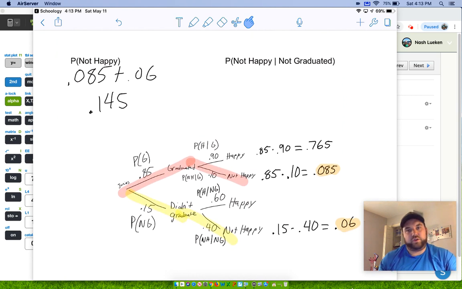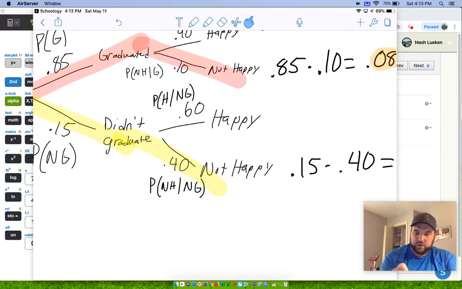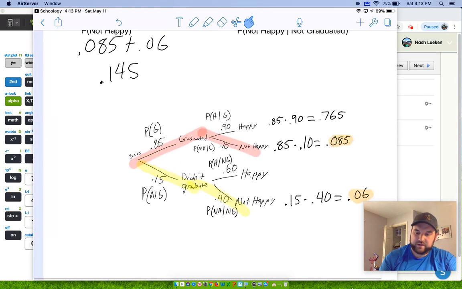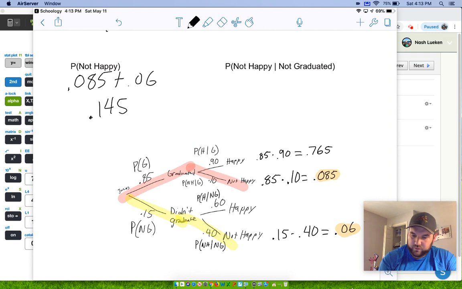And then finally, the last question is easy because it's a given. What is the probability that someone's not happy with their job given they did not graduate? And that we can see is right here, that 0.40. So that's a simple answer to a simple question, 0.40.